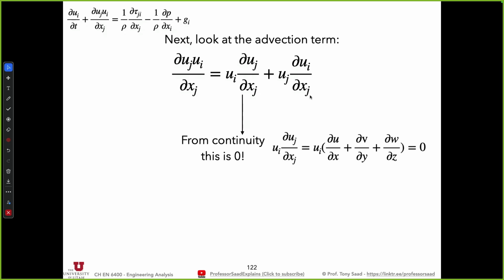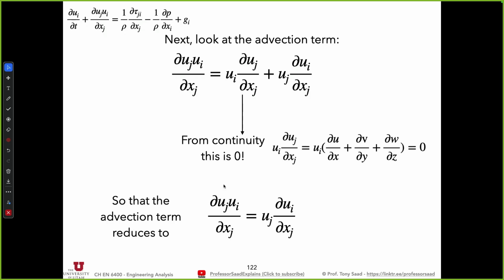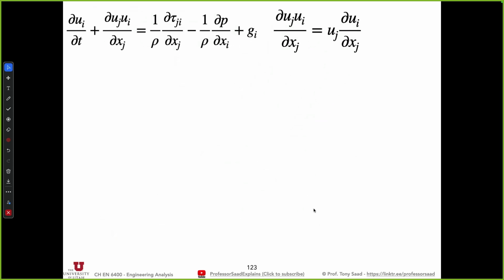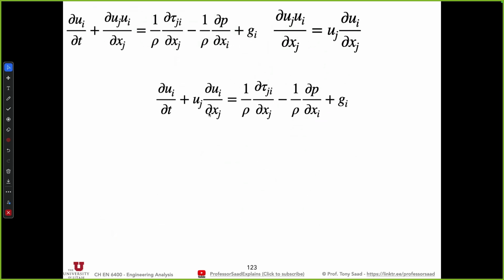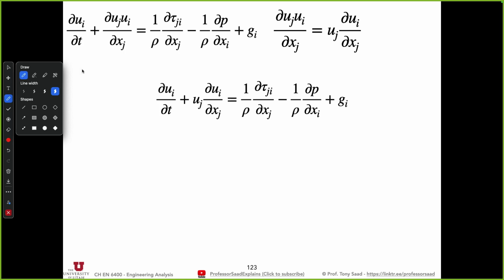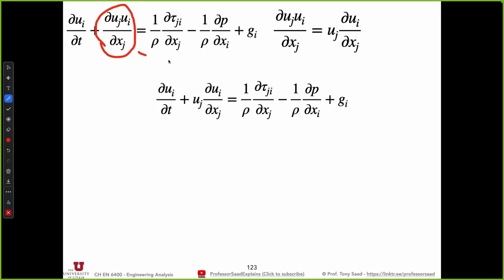You're going to repeat the sum, okay? But i, in this case, is coming from the momentum equation. Which component of momentum? So the advection term reduces to u_j du_i/dx_j, okay? This is good. So I'm going to update my momentum equation now. Instead of this term, now I have this term. There's still a summation implied over here, okay?